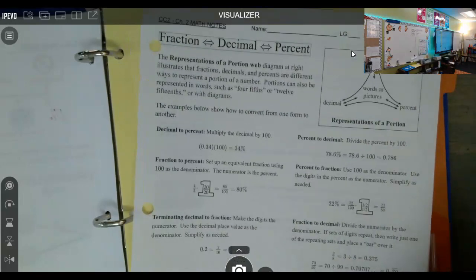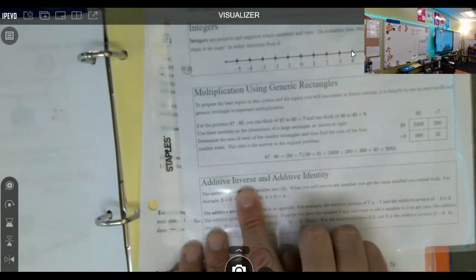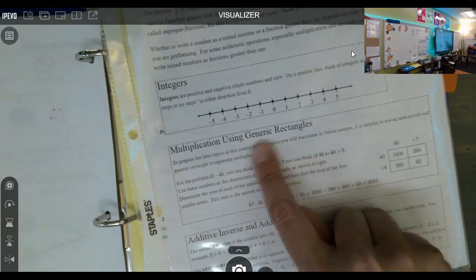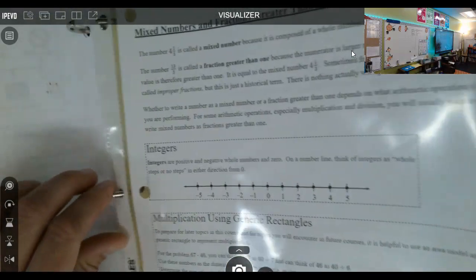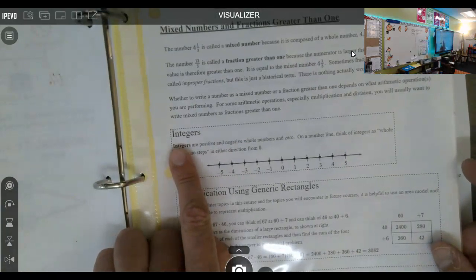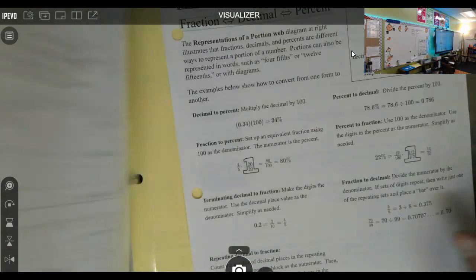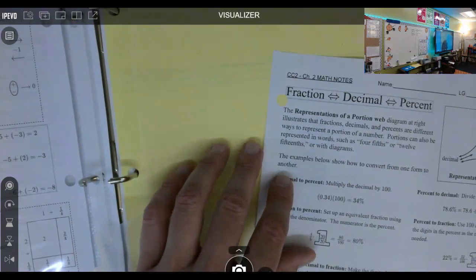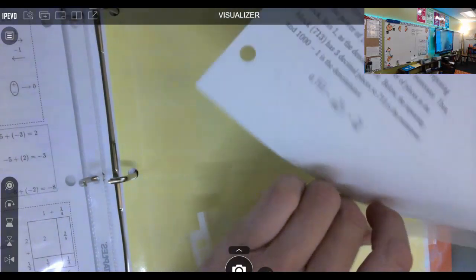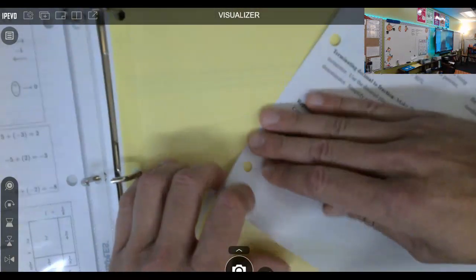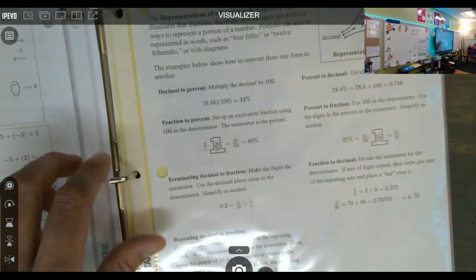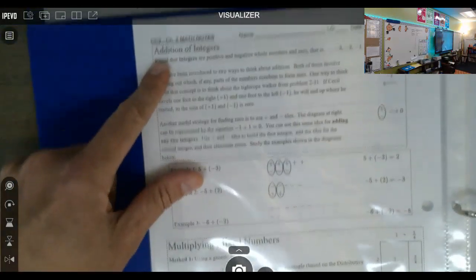So when you see a question on your homework that talks about an additive inverse or additive identity, you're like, oh, I saw those words in my math notes. Or like last night's homework, multiplication using the generic rectangles. Or a problem that asks what's an integer. Integers are entire numbers. No partials, no decimals, no fractions. So what we were doing yesterday with floats and anchors, that was addition of integers.